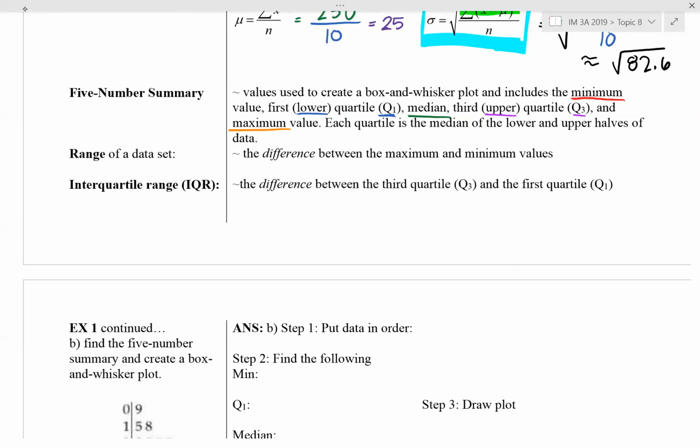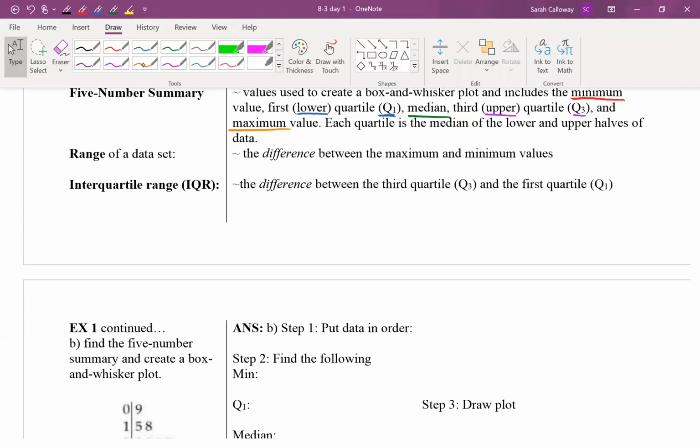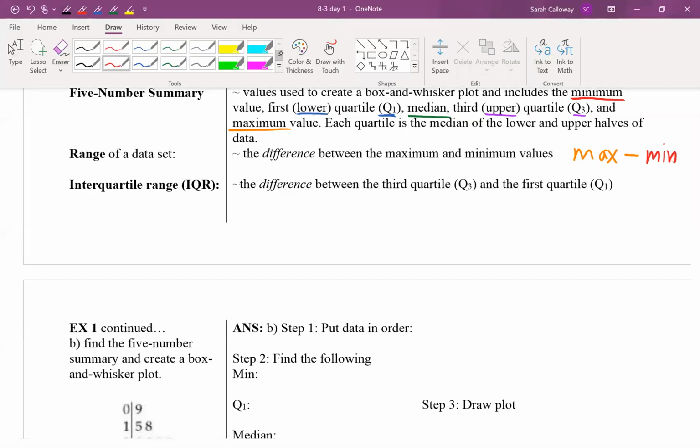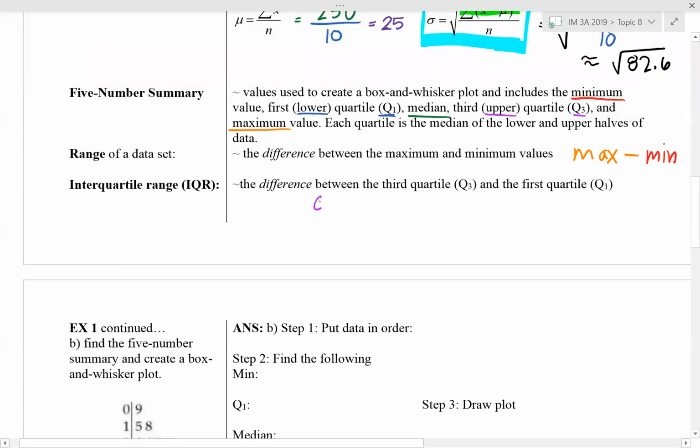The range of the data set is the difference, so subtraction, between the max and the min values. Ultimately, that's really giving you a formula, right? So range is the max minus the min of the data set. And then the interquartile range is the same thing, but it's the upper minus the lower quartile. So it's taking Q3 and subtracting Q1. So remember that when you're finding this stuff for a box and whisker, you have to make sure that your data is in order. And then you're finding the middle, and that's your median, and then the middle of a half, to get the upper and lower quartiles.